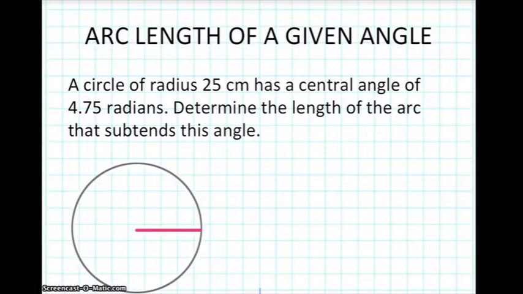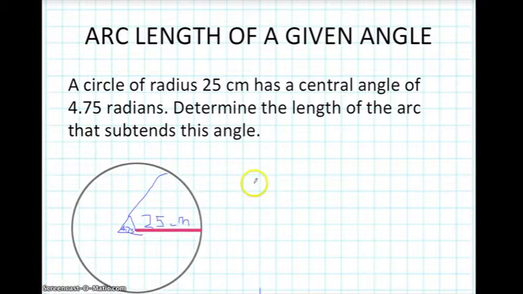This question is about arc length of a given angle, and it says a circle has a radius of 25 centimeters and has a central angle of 4.75 radians. So let's just draw an angle, and that is 4.75, and the radius is 25. And it says determine the length of the arc that subtends this angle.